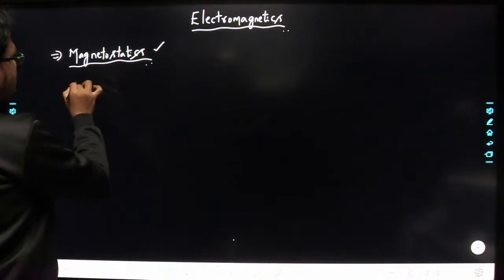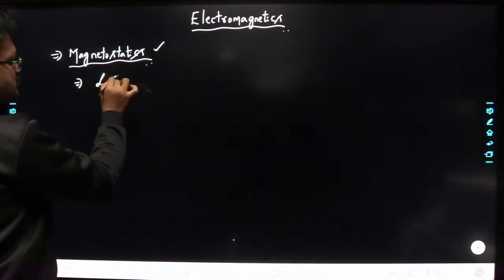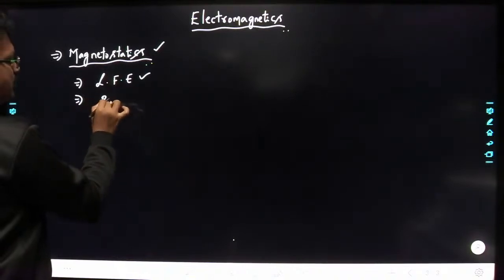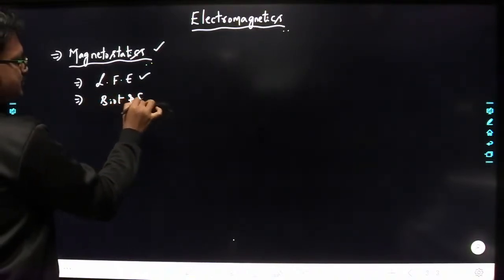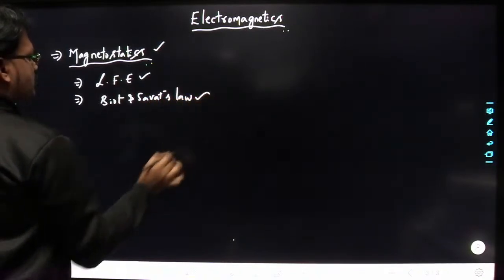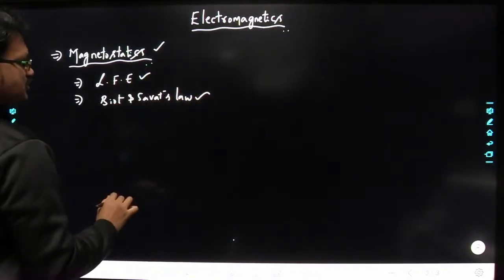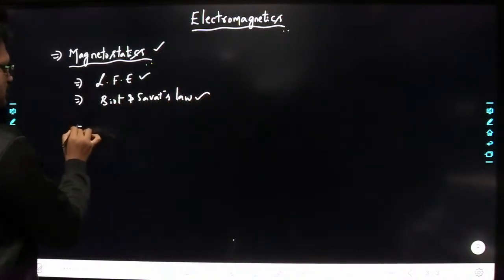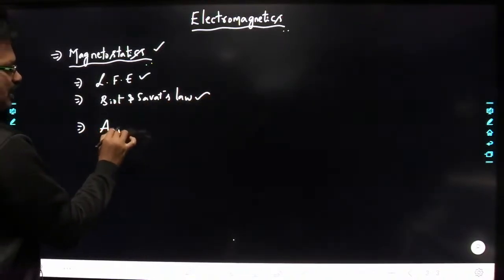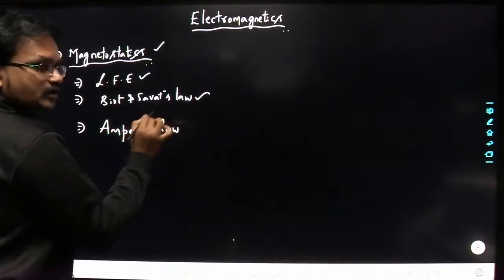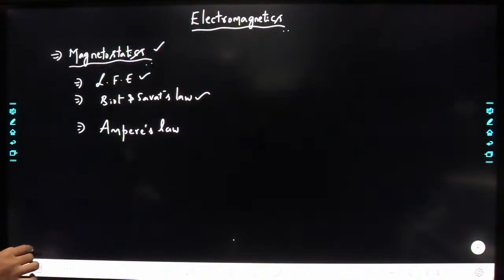Okay. So, in magnetostatics, we have covered the Lorentz force equation, right? Then we started Biot and Savart's law. We have seen the applications of the Lorentz force equation and the applications of Biot and Savart's law, right? Next we have started with Ampere's law.